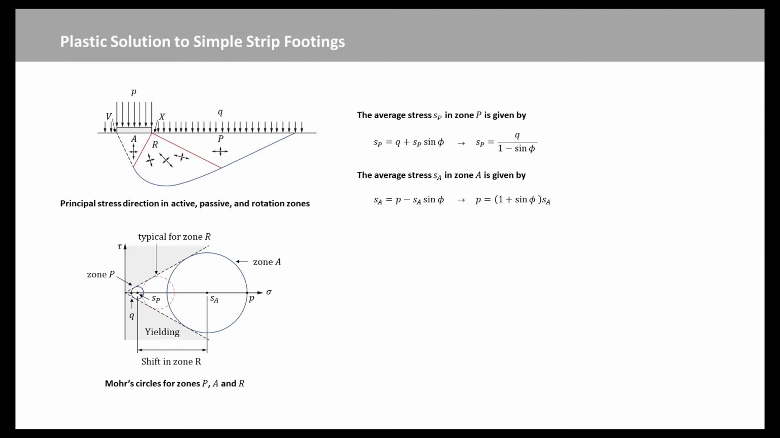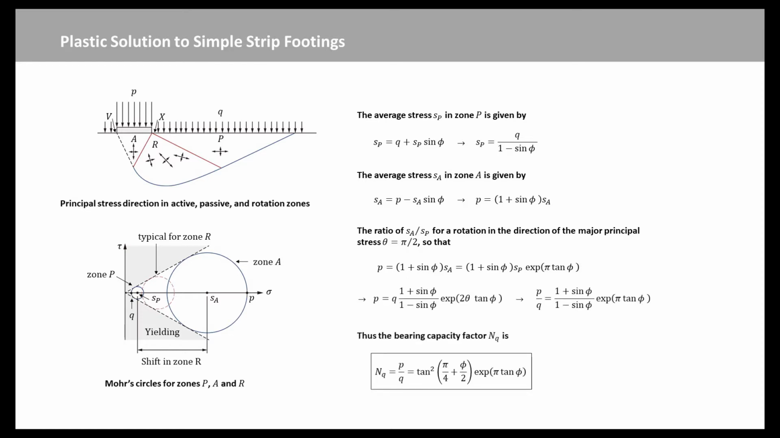Using this equation, the average stress SA of the friction model is equal to SP times exponent of pi times tangent phi. For the Mohr circles, the average stresses SP and SA are shown here. Then we substitute the SP equation into the P equation. After simplification, we obtain the bearing capacity factor Nq. This is an important factor to estimate the bearing capacity of strip foundations.